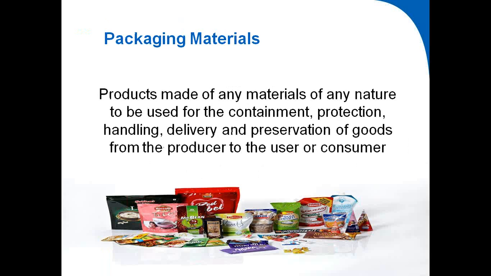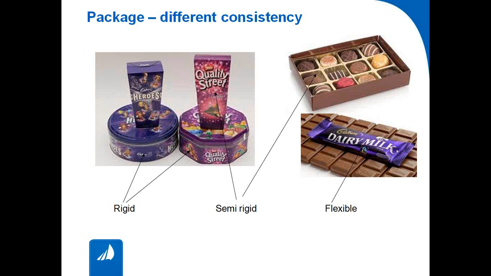And when you say packaging material, any material that is used for constructing a package is a packaging material. Normally packages are of three different consistencies. One is rigid packing, which is glass bottles, wooden crates, metal containers, even strong cardboard containers. There are some semi-rigids, which are made of boards or formed plastics. And then there is the flexible pack, which is the most popular and gaining popularity day by day.